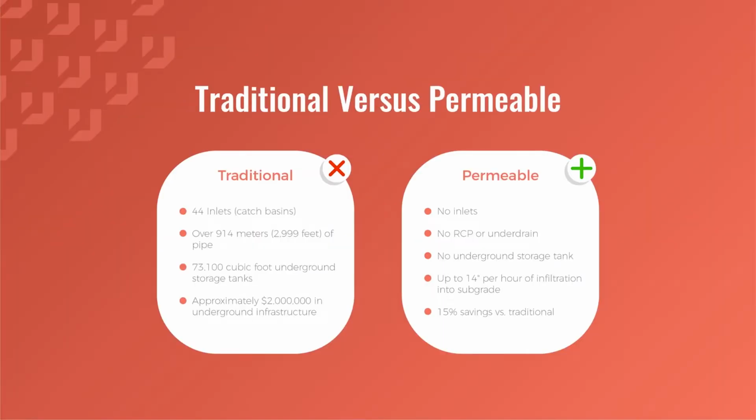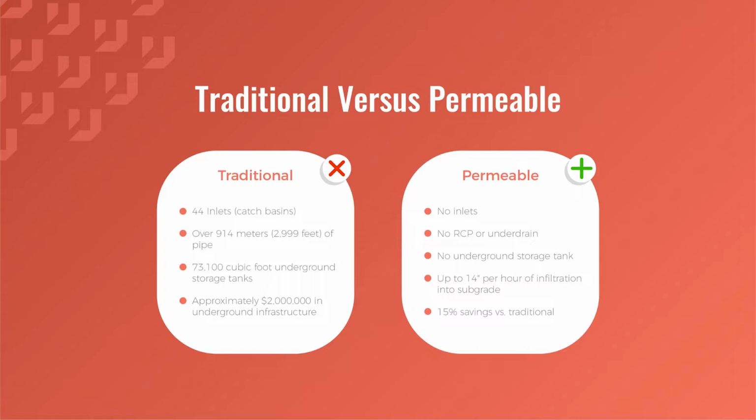The existing soil conditions on site allowed for up to 14 inches per hour of infiltration, so the parking lot did not need to be connected to the municipal stormwater services. Site soils are an important part of success of a permeable pavement, so geotechnical engineers should be involved with the design of permeable unit paving systems.